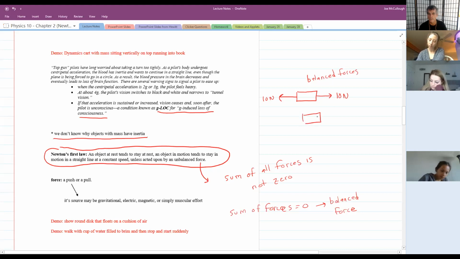However, if one of these forces were bigger, so let's say I had a 20 Newton force on one side and a 10 Newton force on the other side. Now I have more force on one side than the other. I have an unbalanced force, and that object would then either start moving if it was at rest, or it could speed up or slow down if it was already moving. So if all the forces on an object add to zero, then that object is either going to stay at rest if it's already at rest, or it's going to keep its motion. If the forces don't add to zero, it'll either speed up, slow down, or possibly change direction.